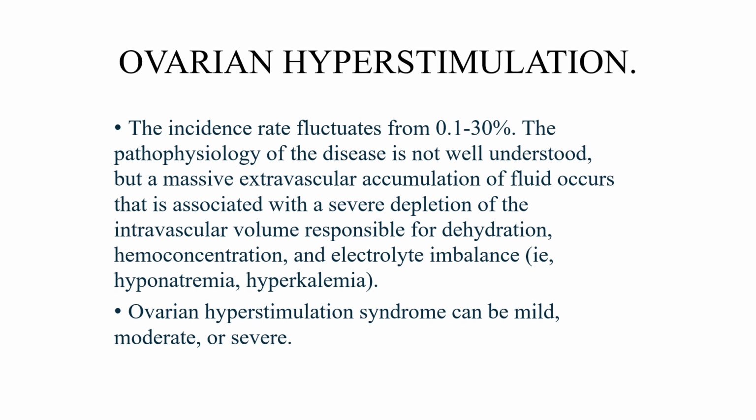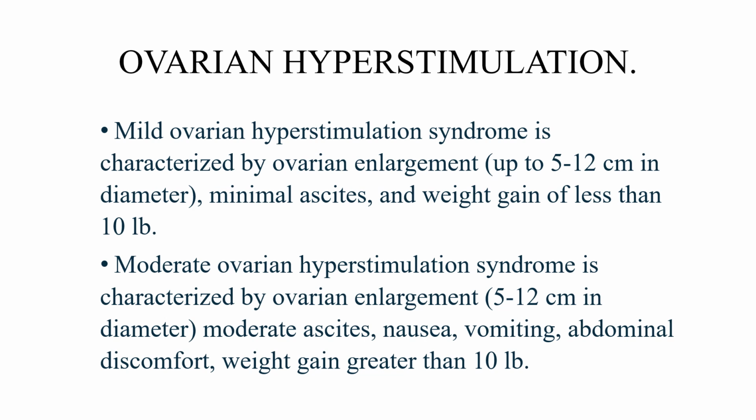The pathophysiology of the disease is not that well understood, but there is a massive extravascular accumulation of fluid which occurs and there is severe depletion of the intravascular volume. Subsequently, this is responsible for dehydration, hemoconcentration, and electrolyte imbalance. This syndrome can be mild, moderate, or severe. In the mild form, it is characterized by ovarian enlargement up to 5 to 12 centimeters in diameter, minimal ascites, and weight gain of less than 10 pounds.